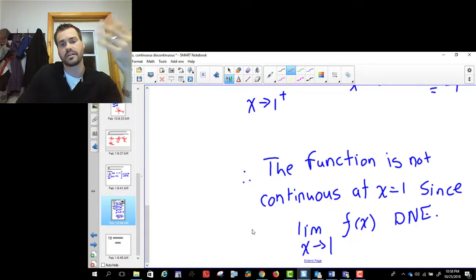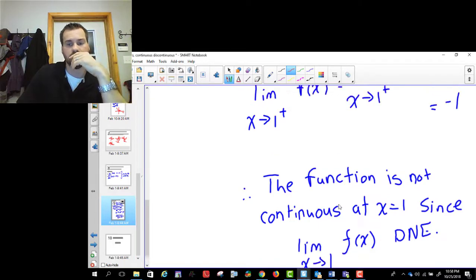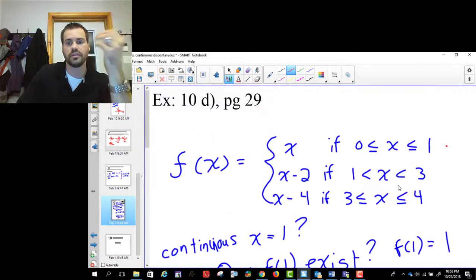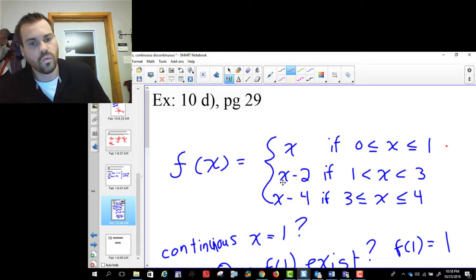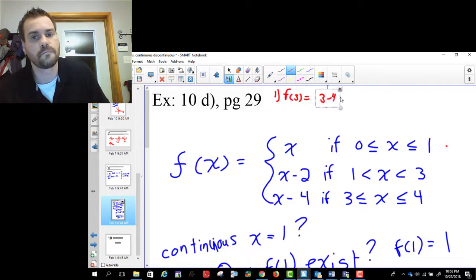So that's how you check to see if something is continuous. If you look at the other possibility, the 3, we'll just do this up here. First of all, when x is equal to 3, I'm going to do this in red pen. So first of all, f of 3. What's f of 3? That comes when x is equal to 3. It's described by this, so it's 3 minus 4, and that's minus 1.